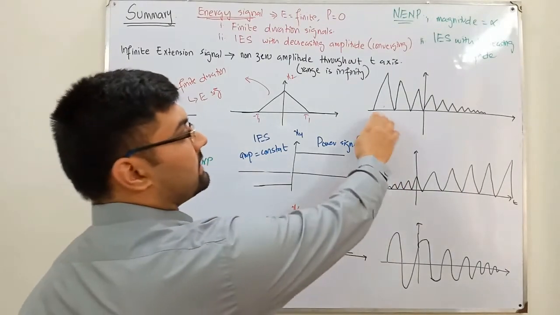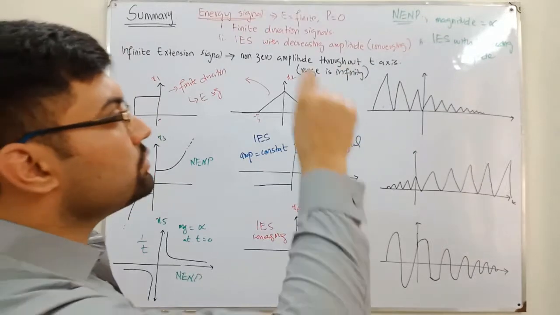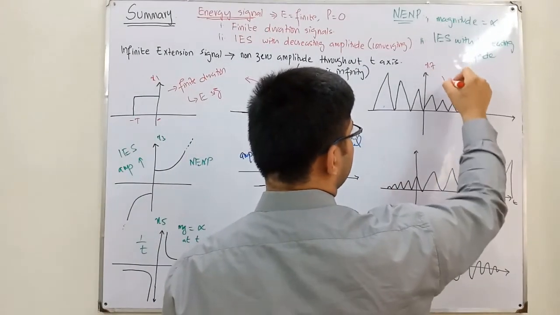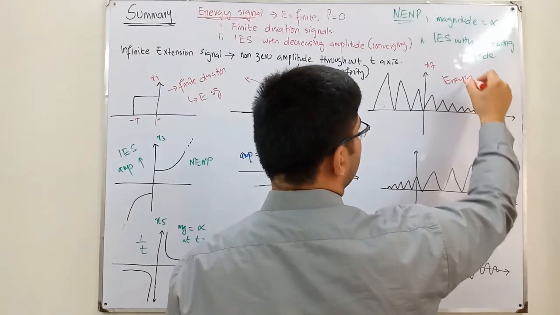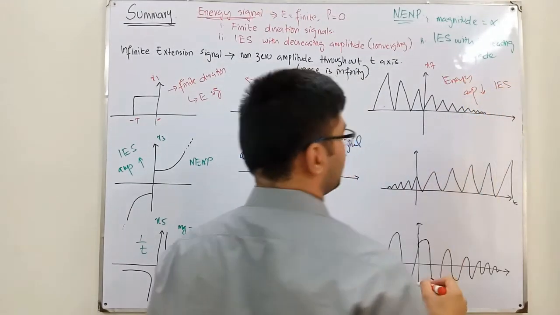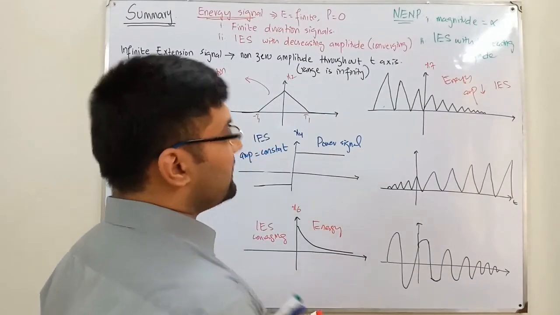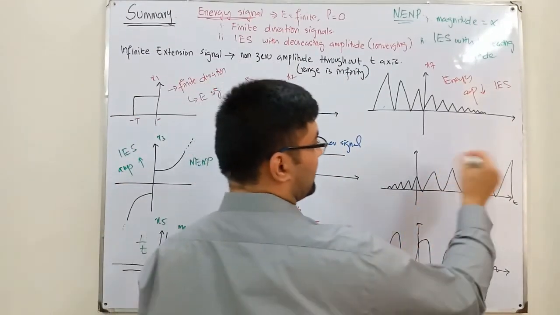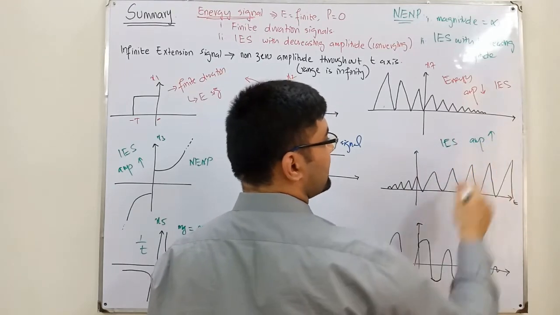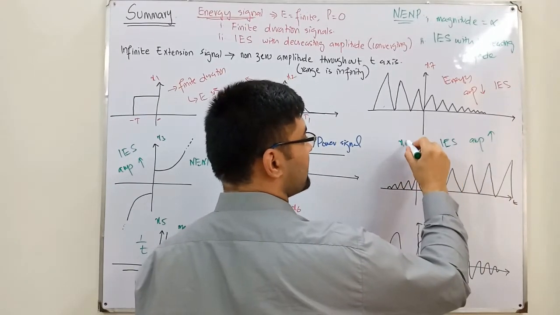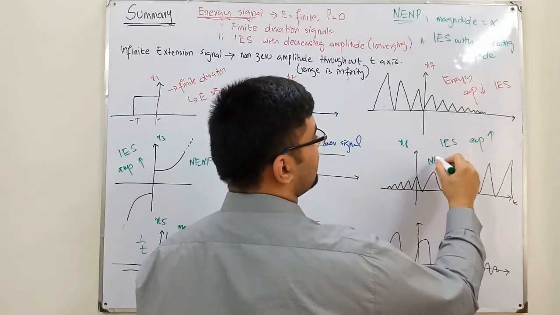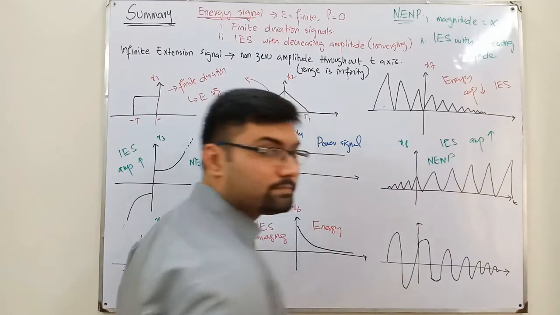X7. Infinite extension, amplitude decreasing. Again energy. X7. This is an energy signal. Why? Because the amplitude is decreasing and it is infinite. Similarly, this one is an infinite extension signal. The amplitude is increasing in this particular case, let's say x8 of t. So, have a look, this is a neither energy nor power signal.